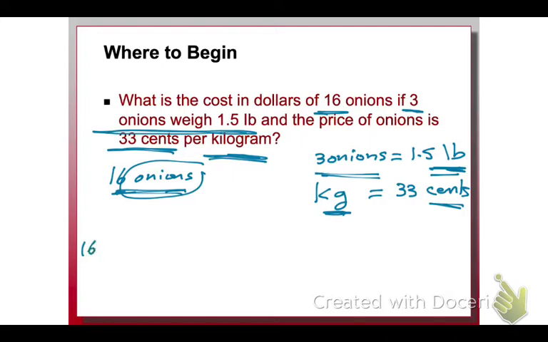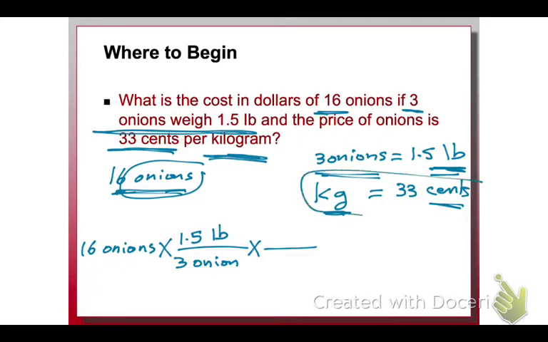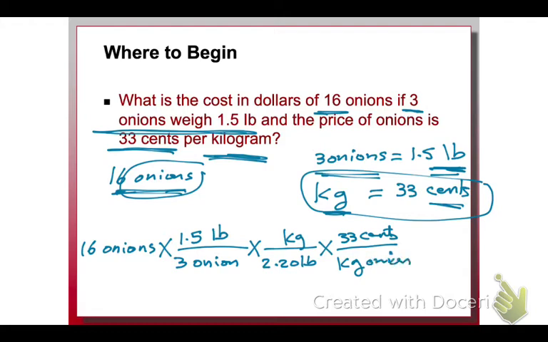So let's start. 16 onions. This is exact because you can count them. Let's convert that into mass. There is 1.5 pound for every 3 onions. Then I'm going to convert pounds into kilogram, because the relationship between mass and money is in kilogram. So what am I supposed to say? There are 2.20 pounds in every 1 kilogram. Now let's convert mass into money. 33 cents for every kilogram of onions. Finally, I know that every dollar has 100 cents in it.